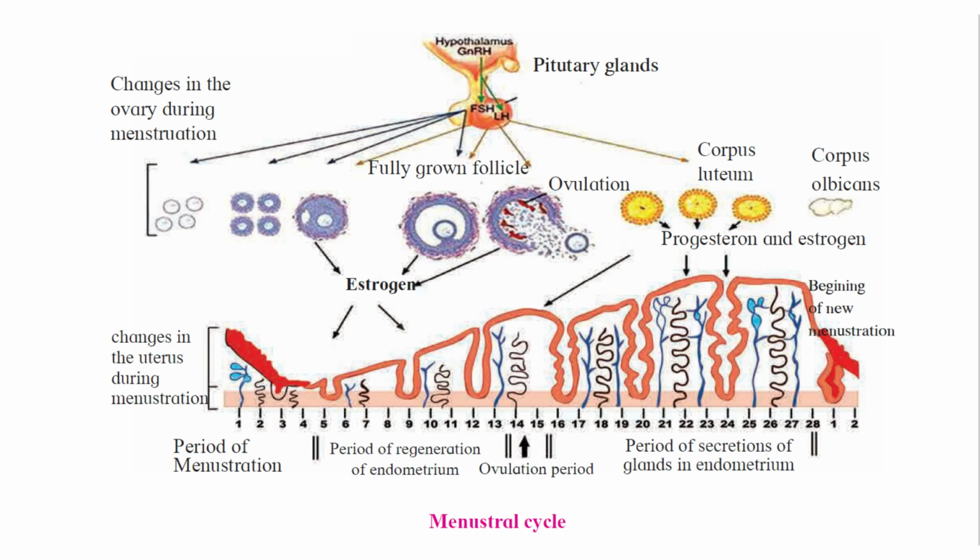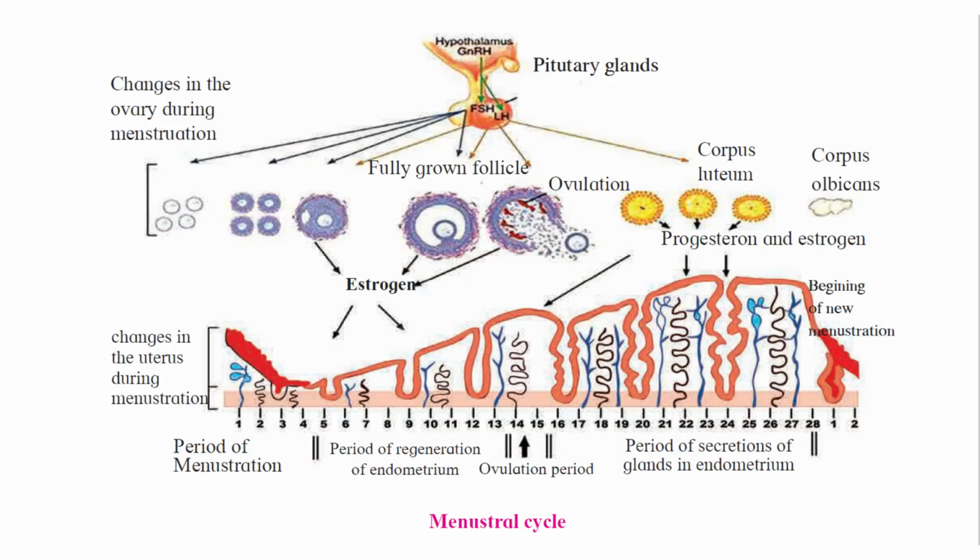Menstrual cycle. The female reproductive system undergoes some changes in puberty, that is after the age of 10 to 12, and those changes repeat at an interval of every 28 to 30 days. These repetitive changes are called the menstrual cycle. This is a natural process controlled by 4 hormones: first, follicle stimulating hormone, FSH; second, luteinizing hormone, LH; third, estrogen; fourth, progesterone.